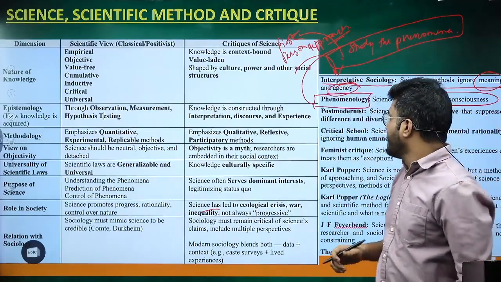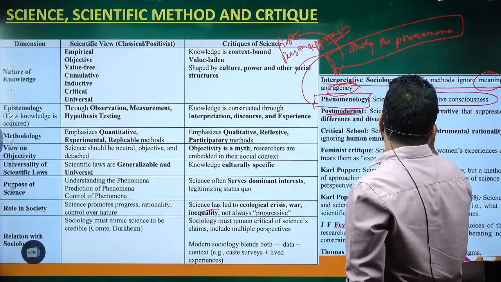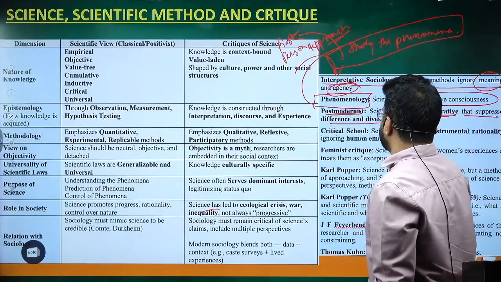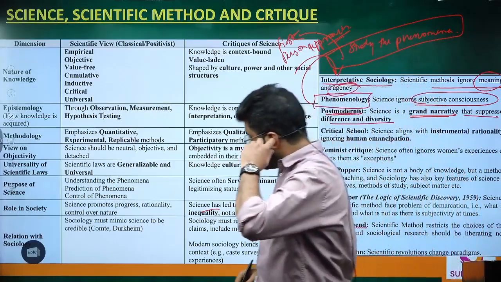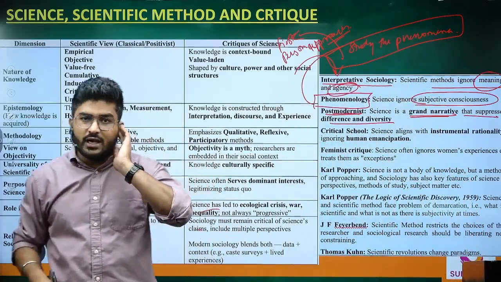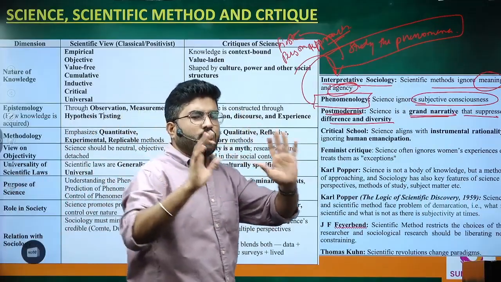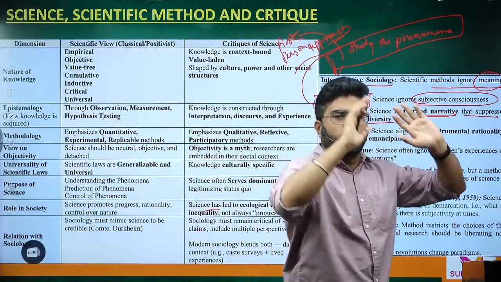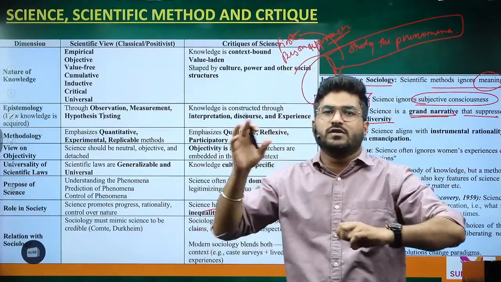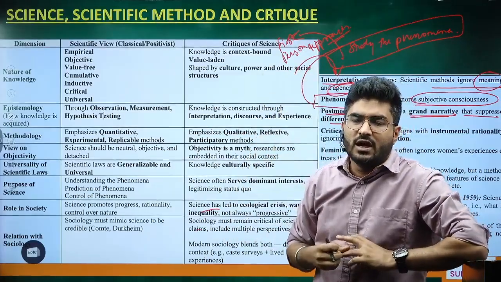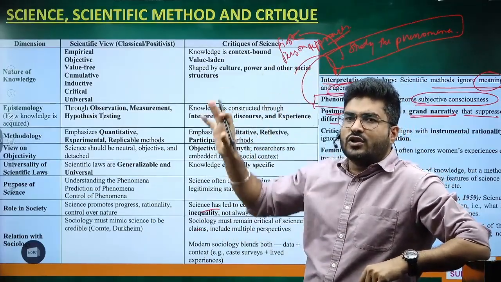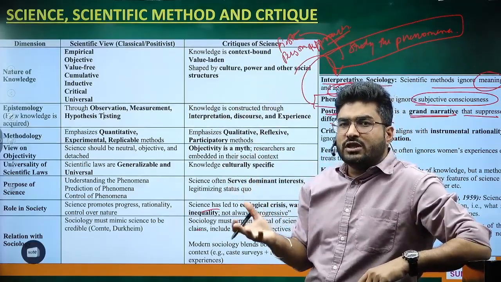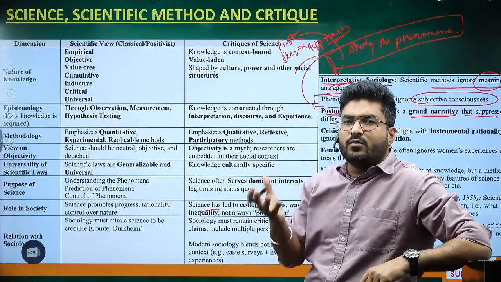Then postmodernists: science is a grand narrative that suppresses difference and diversity. Postmodernists say that if science is only focusing on making grand theories, like the theory of relativity, similarly the positivists have created the functional school of thought. If they are only making grand theories, where do they give specific importance to a culture?